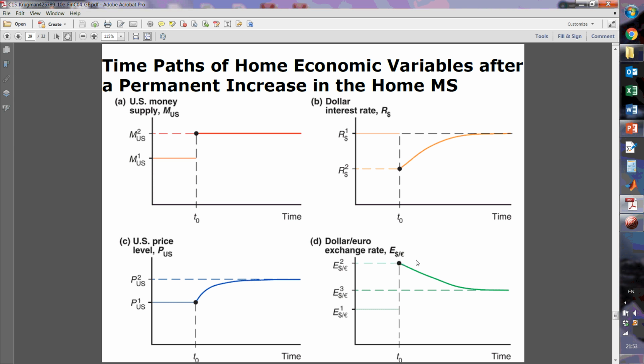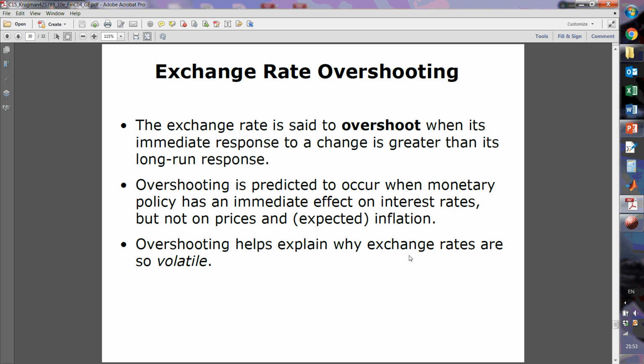And with all of that is associated a response of the nominal exchange rate. So the nominal exchange rate overshoots its long-run value. I mentioned that, and this all goes back to Dornbusch in 1970 something, so a long time ago.